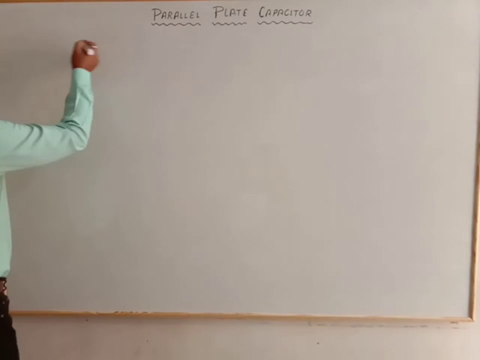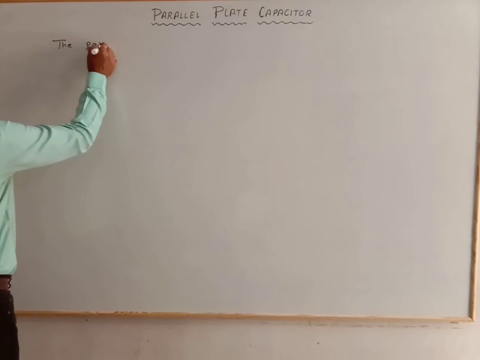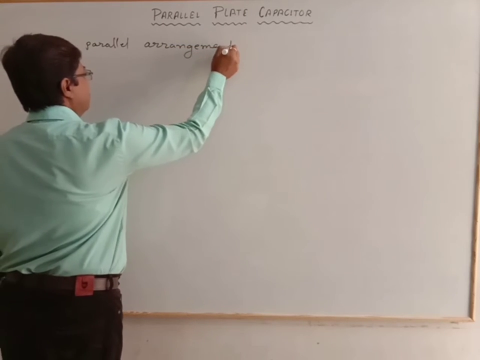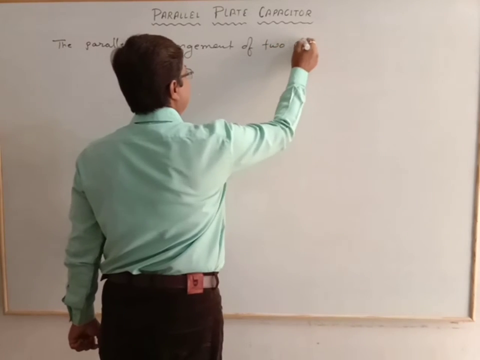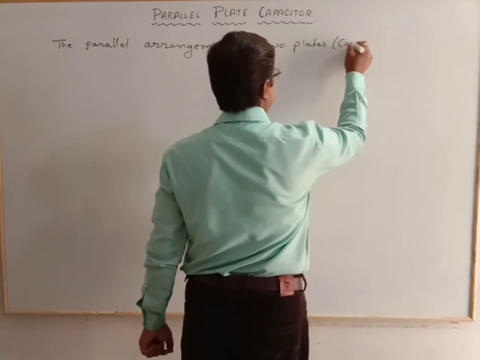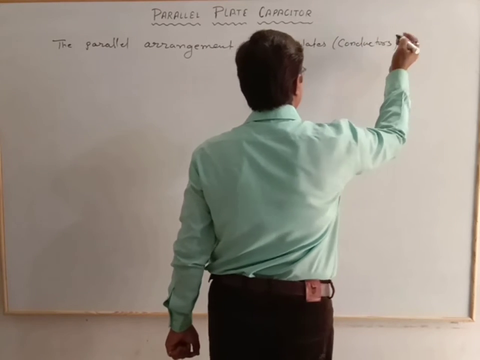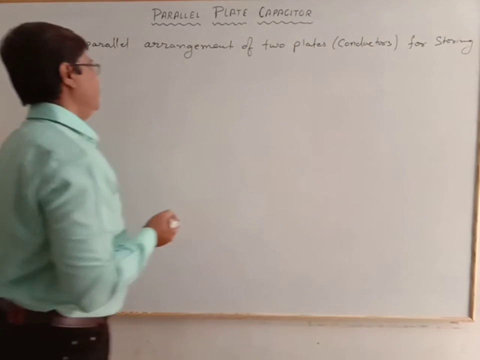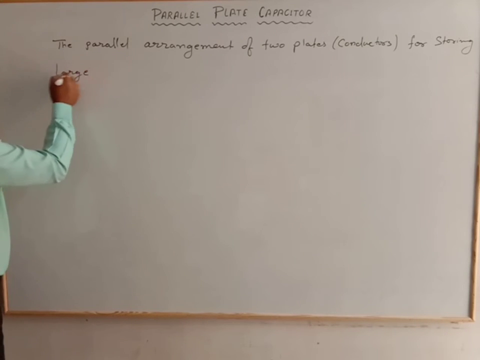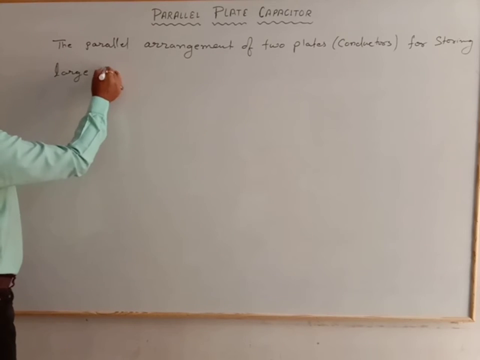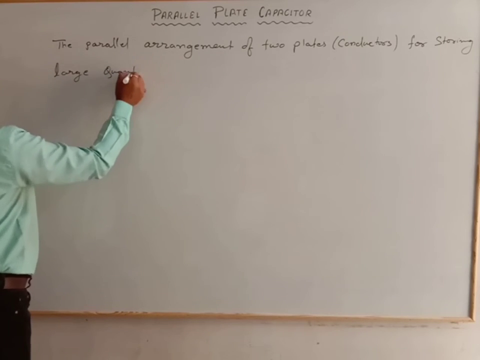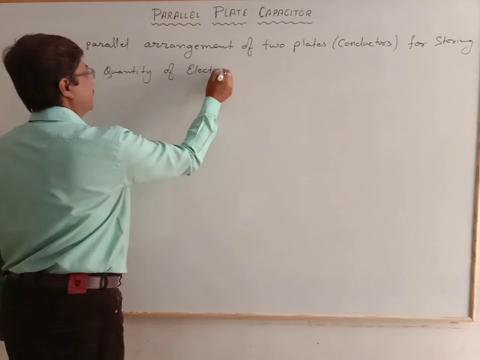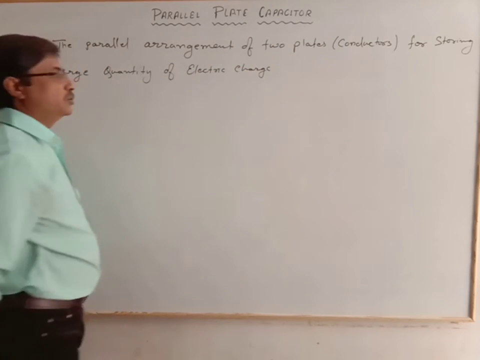Parallel plate capacitor, that is the parallel arrangement of two plates, that is conductor, for storing a large amount, a large quantity of electric charge.